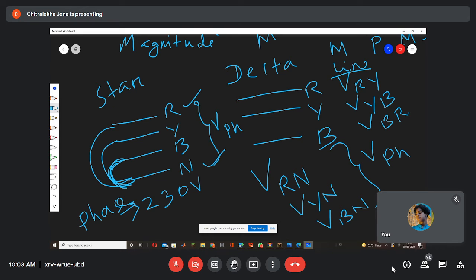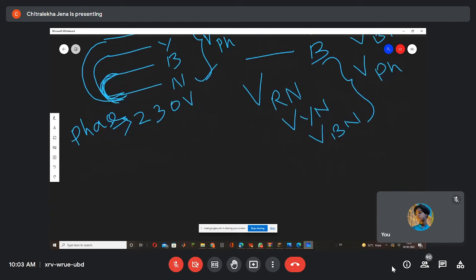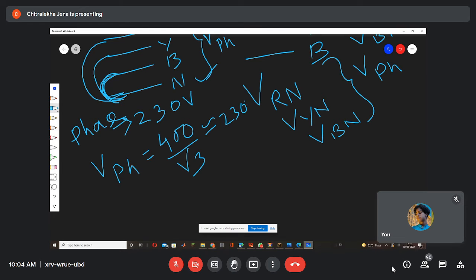I will be discussing the details, but not in the first module here. So we have a three-phase three-wire system and a three-phase four-wire system. You will see the relation between delta and star. In case of star connection, the relation between phase voltage and line voltage is: phase voltage is equal to line voltage divided by √3. This will come near to 230 volt, which you are getting at your home. Am I clear to you?